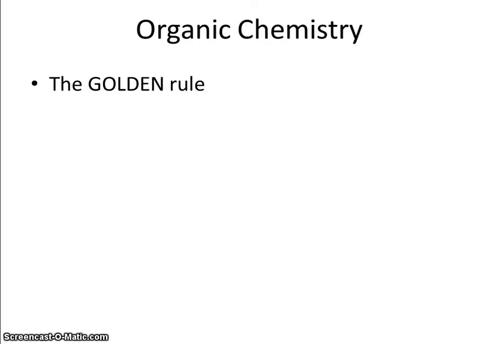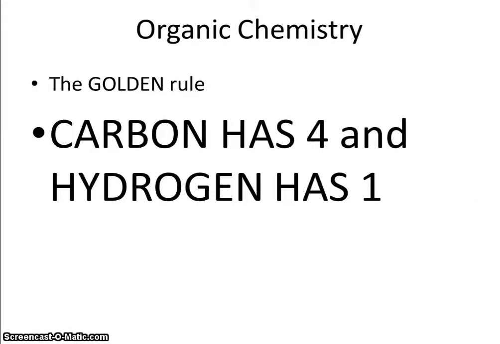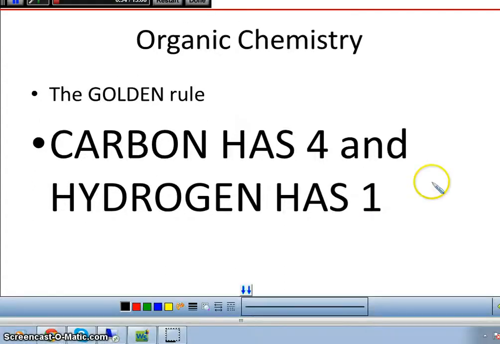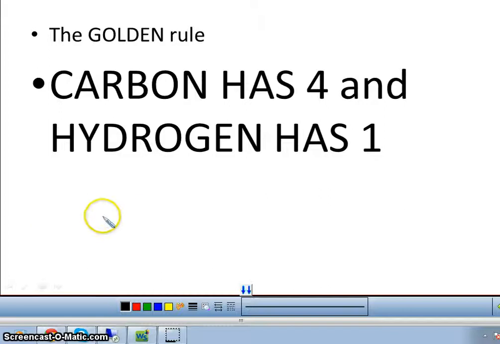First of all, the golden rule in organic chemistry, because organic chemistry is what we call hydrocarbon chemistry. So there are hydrogens and carbons. The golden rule is that carbon has 4 and hydrogen has 1. Now if you want a little bit of a background as to why we say this, think about the Lewis diagram of carbon. The Lewis diagram of carbon has 4 valence electrons, alright? So it can covalently bond with 4 other atoms.